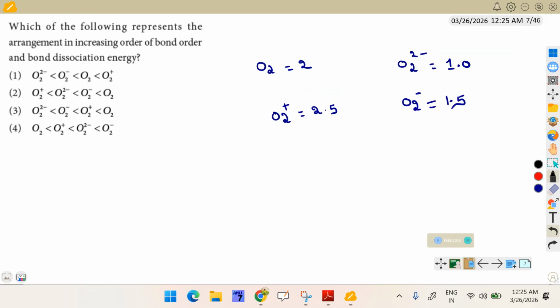Which of the following represents the arrangement in increasing order of bond order and bond dissociation energy?